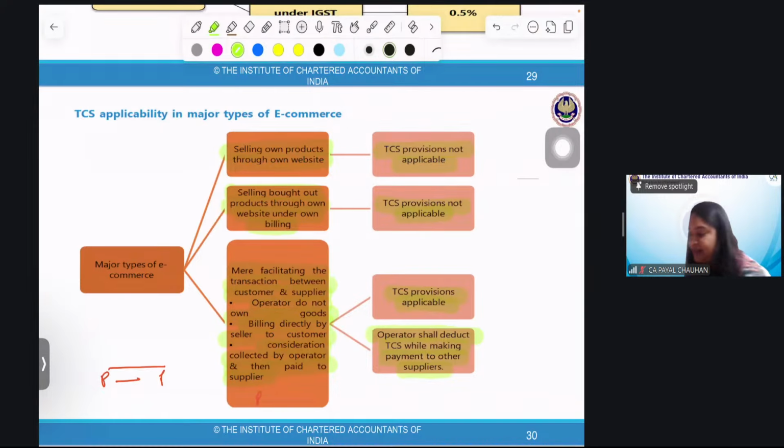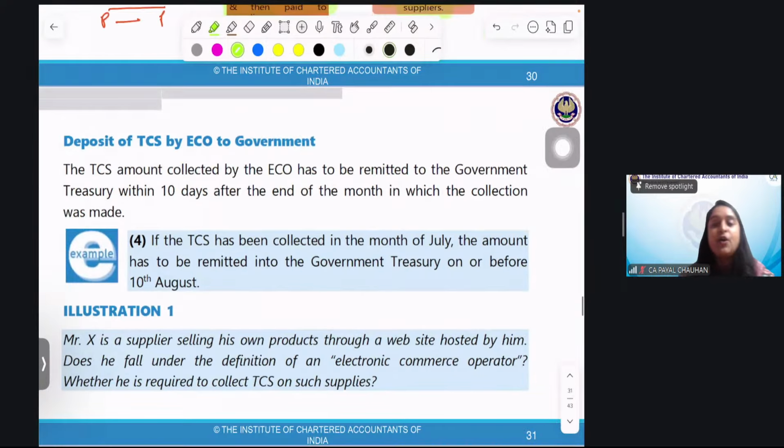Right? Now, next. Deposit of TCS by ECO to government. The TCS collected by the ECO has to be remitted to the government. Means agent will collect TCS. Navneet, what are you writing? Tell me. There is no agent now. ECO is not the agent. Ashlesha, that's what I'm saying. ECO is not an agent. It is the ECO that will collect the TCS and deposit it to the government.